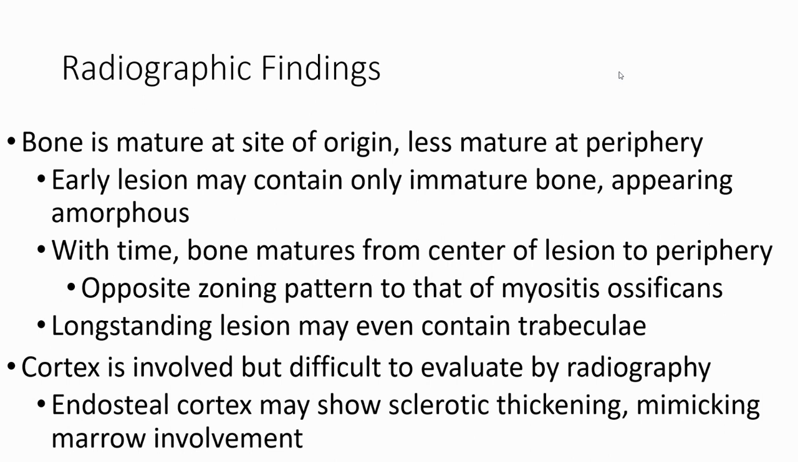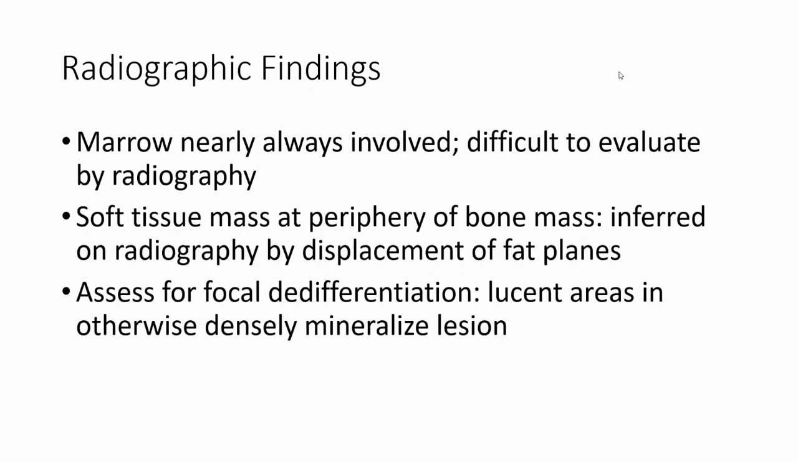Cortex is involved but difficult to evaluate by radiography. Endosteal cortex may show sclerotic thickening mimicking marrow involvement. Marrow is nearly always involved, but difficult to evaluate by radiography. The soft tissue mass at the periphery of the bone mass is inferior on radiograph, seen by displacement of fat planes. Assess for focal dedifferentiation, a lucent area in an otherwise densely mineralized lesion.